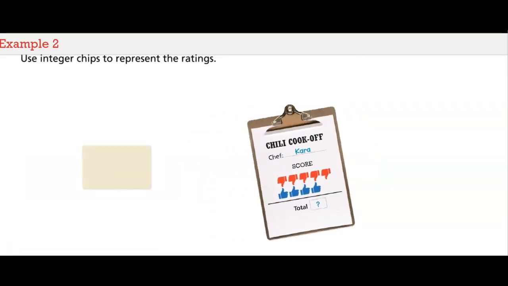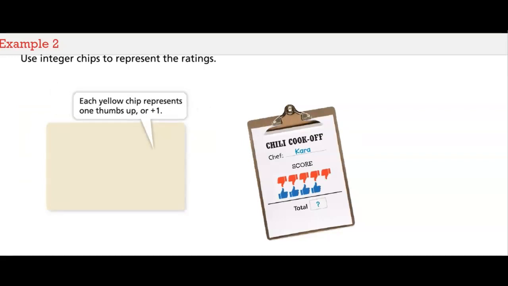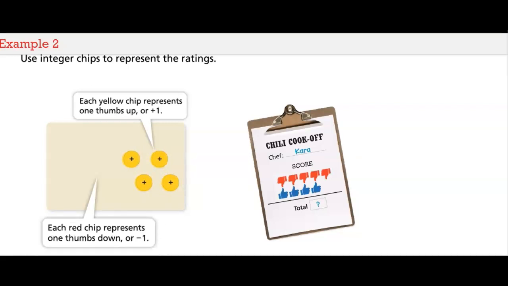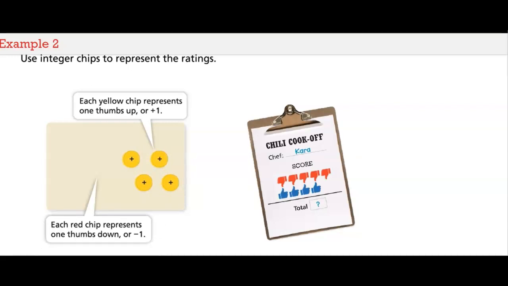Begin by using integer chips to represent the ratings. Use a yellow chip to represent 1 thumbs up, or positive 1. Use 4 yellow chips to represent the 4 thumbs up. Use a red chip to represent 1 thumbs down, or negative 1. Use 5 red chips to represent the 5 thumbs down.